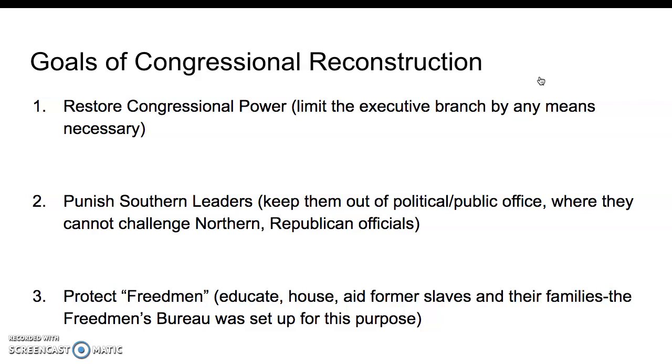Goals of Congressional Reconstruction: restore congressional power, limit the executive branch by any means necessary. Lincoln was an extremely powerful president, as oftentimes wartime presidents are. And Congress wanted to restore some of that balance, get some of that power back.